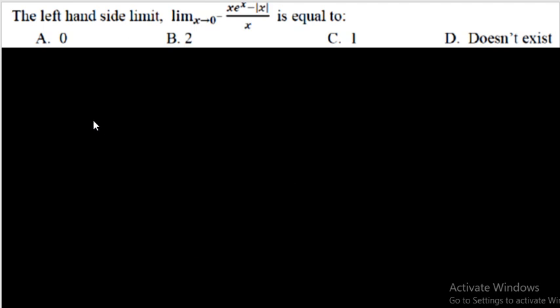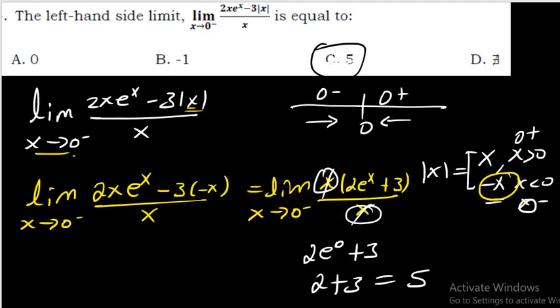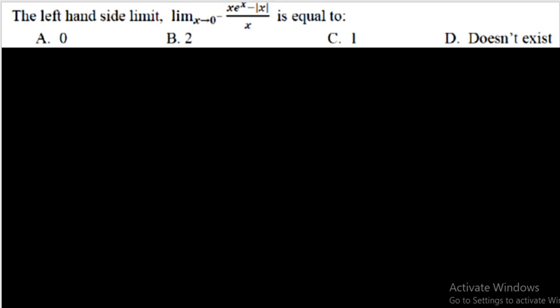The next one, again, is the same kind of limit that we did here. So apply the same process. Approaching 0 from the left is negative x, so I will just leave this one for the viewers.